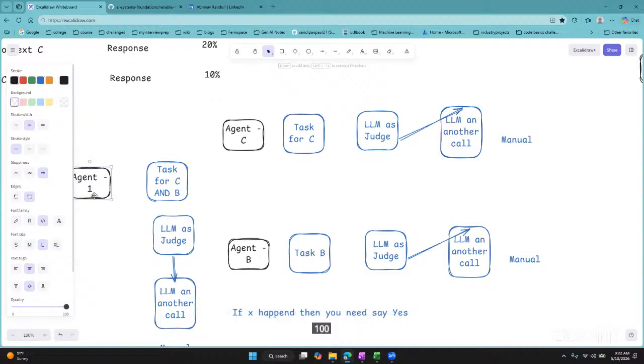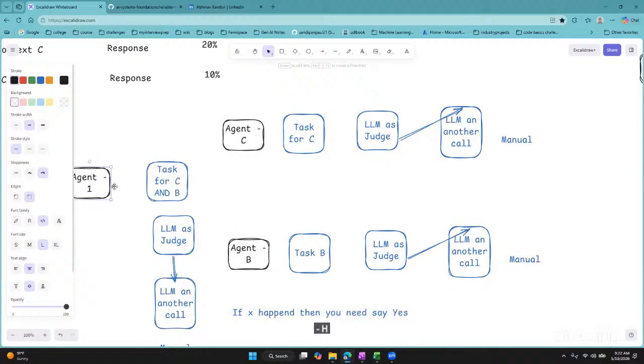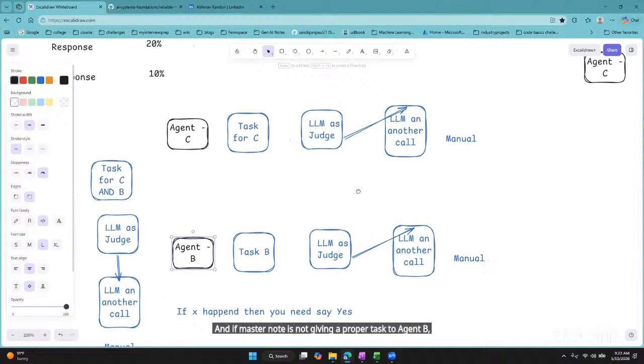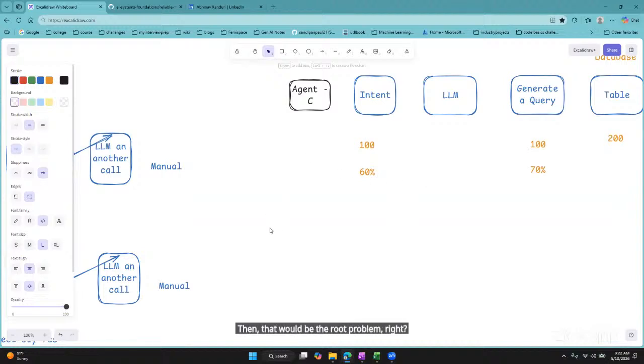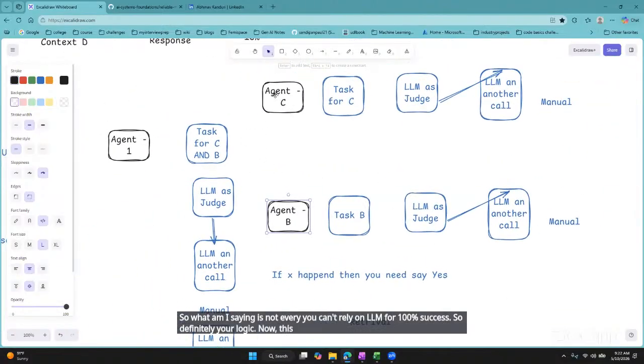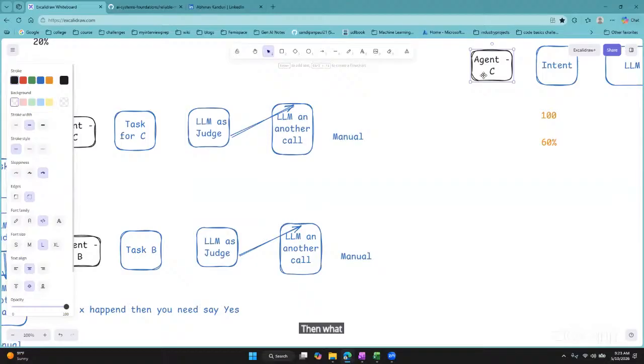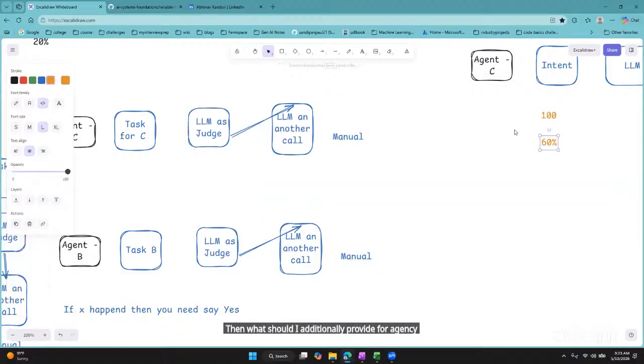If it is not 100% correct, then I will tell that the master node is not giving a proper task to agent C, and if the master node is not giving a proper task to agent B, then that would be the root problem, right? So what I'm saying is you can't rely on an LLM for 100% success. So definitely you need logic. Now, this is a real-time scenario. You will think, okay, there is 30%, 40% failure for intent classification. Then what should I additionally provide for the agent so that this percentage increases?